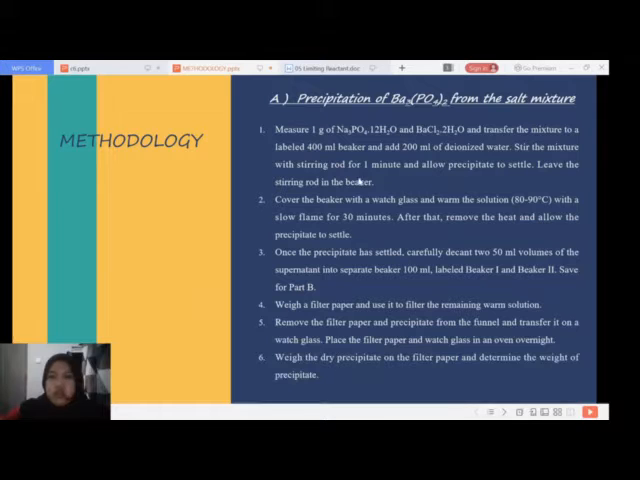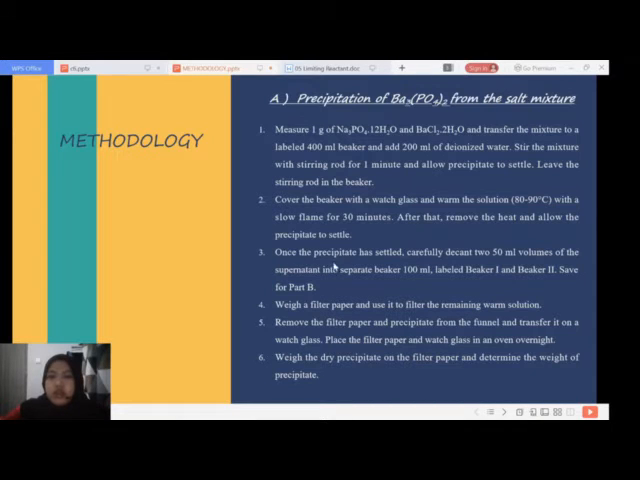Stir the mixture with a stirring rod for 1 minute and allow the precipitate to settle. Leave the stirring rod in the beaker. Second, cover the beaker with a watch glass and warm the solution to 80 to 90 Celsius with a slow flame for 30 minutes. After that, remove the heat and allow the precipitate to settle.